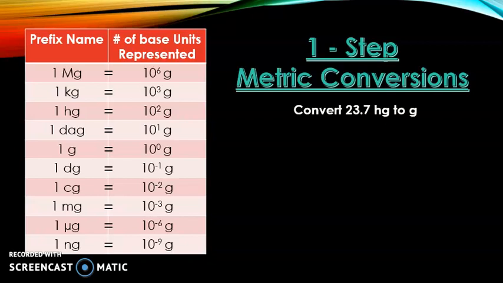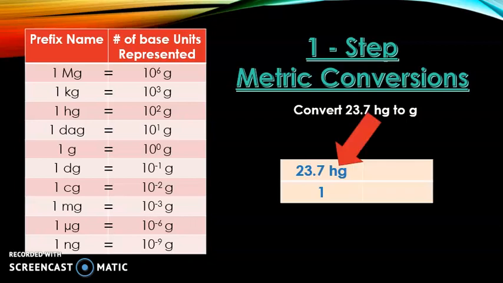Let's convert 23.7 hectograms into plain grams. Well, the first step to metric conversion is to take the number that you're given, that's 23.7 hectograms, and turn that into a fraction. Now you can turn any number into a fraction by putting it over the value of 1. So here we go, putting it into a fraction, that 23.7 hectograms. I've simply put it over top of 1, and I'm ready to start my problem.